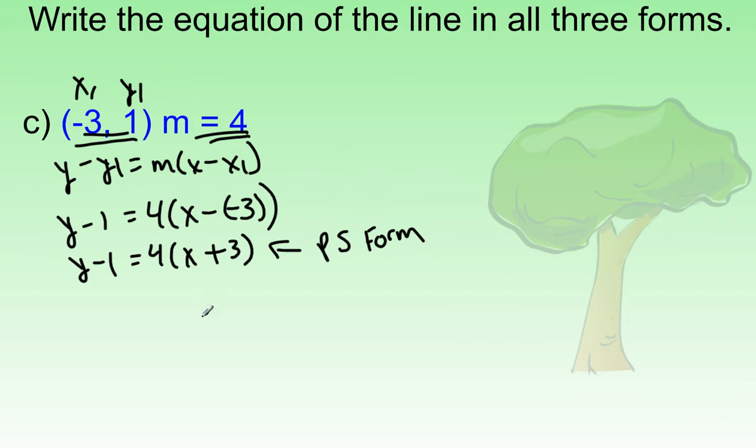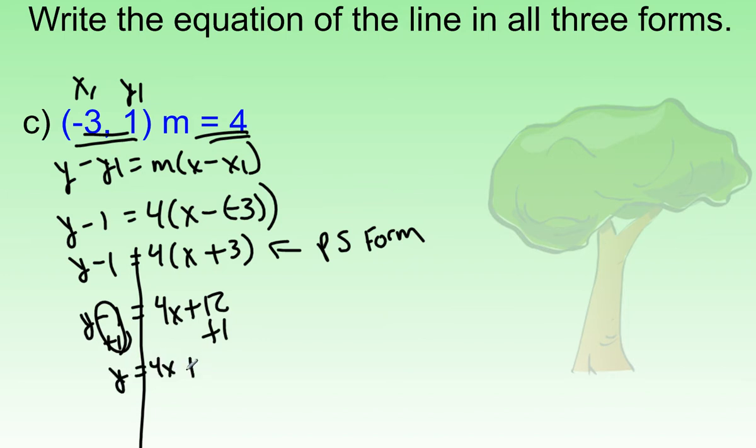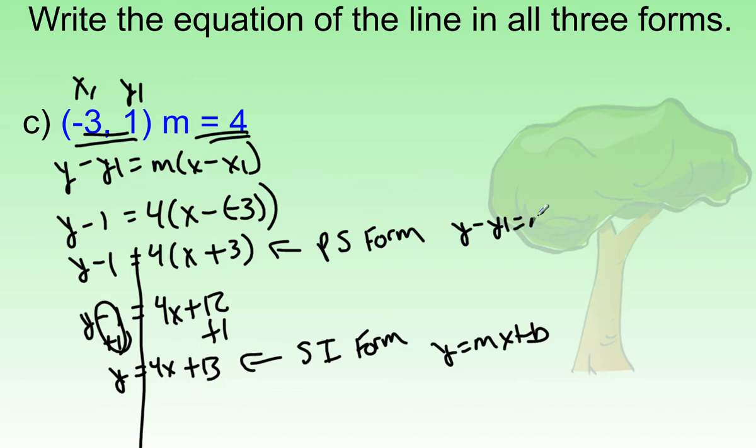Now I'm going to change this into slope-intercept form. First, I'm going to pretty this right side up by distributing: 4x plus 12. Add 1 to both sides to get the y variable by itself. y equals 4x plus 13, which is now in slope-intercept form, which is y equals mx plus b. This one is the y minus y1 equals m times (x minus x1).